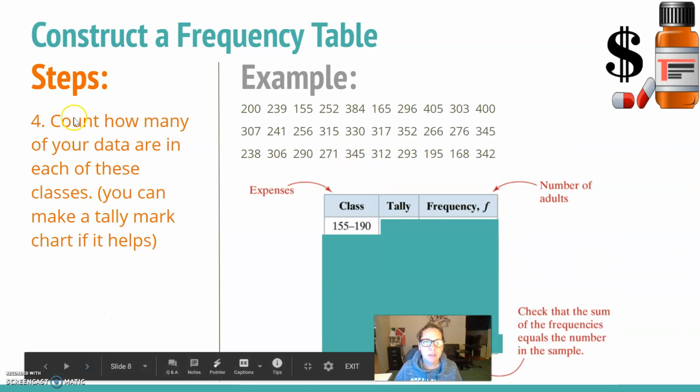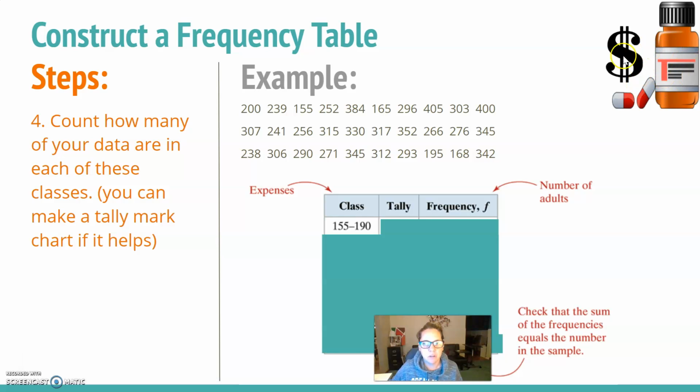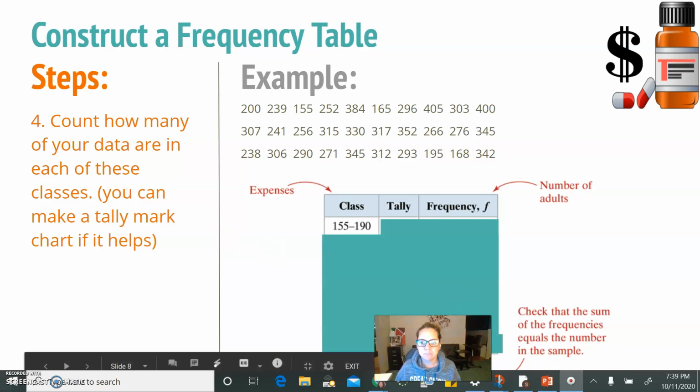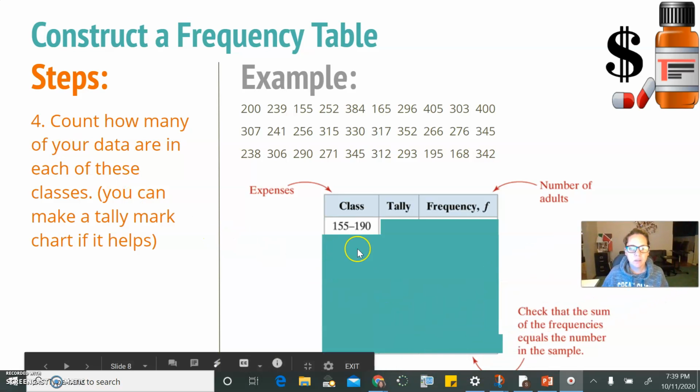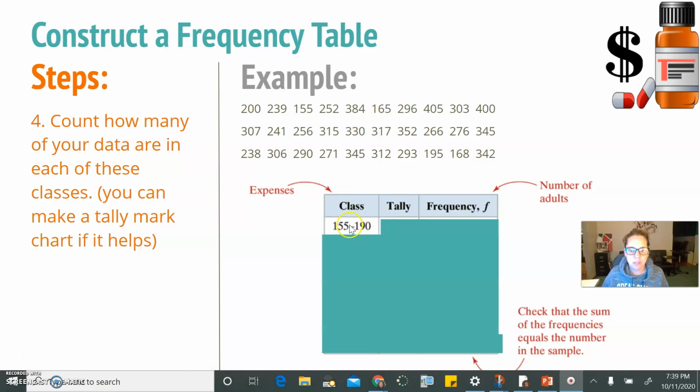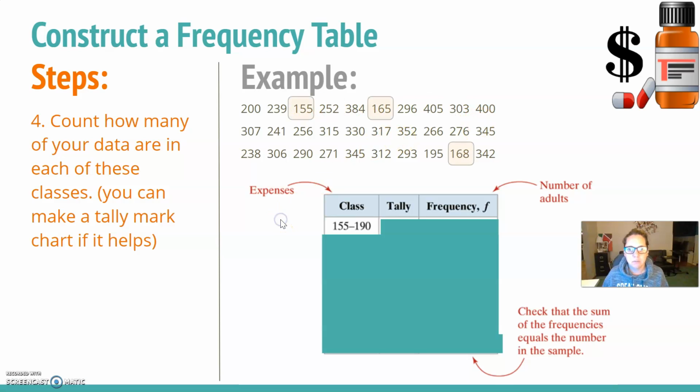Okay, so now the next step in constructing a frequency table with that same data, it's all about the money and the prescription drugs, is count how many of your original data is in each of those groups. So when we're looking at those groups, I'm going to go, okay, well, how many are in this first class? So I'm going to look through here and look for any number that's between 155 and 190. And when I did this earlier, I found 3 of those numbers.